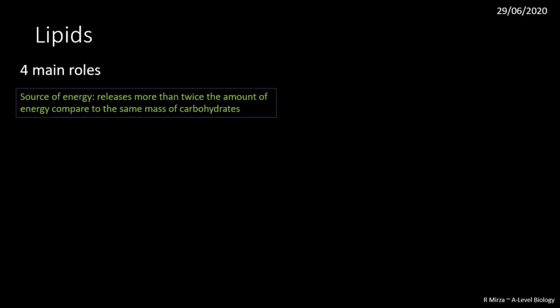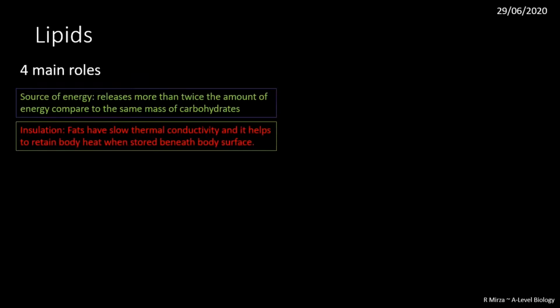The second main role is insulation. Maintaining a certain constant optimum temperature is essential for all animals. Fats, which is a subgroup of lipids, are slow thermal conductors. This means they do not conduct heat very well, which is advantageous to animals as it retains body heat, meaning that less energy is used to maintain temperature. They are also used as electrical insulators in myelin sheath around nerve cells, about which we will learn in Section 6.